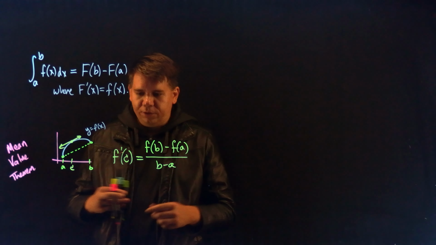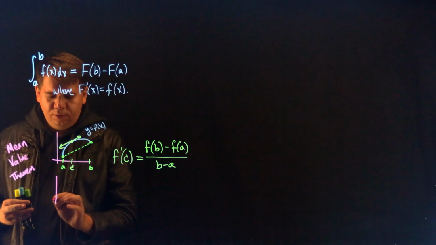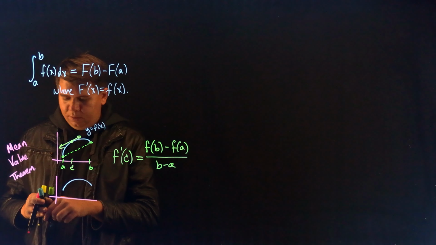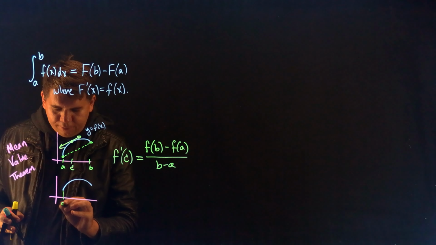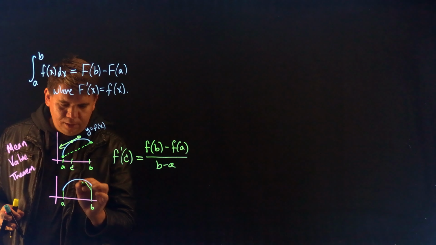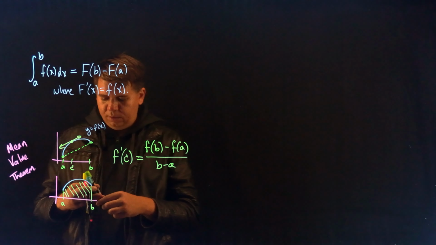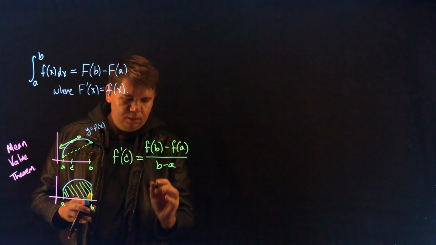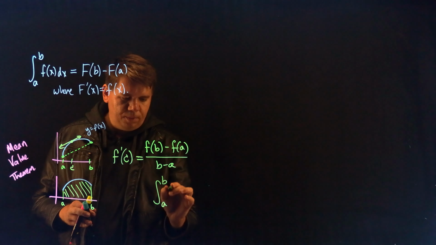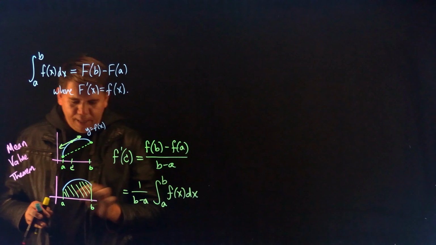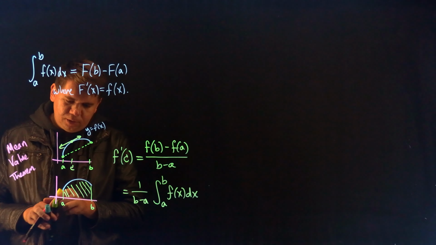Then we saw a second version that said if you have some area, so now I'm thinking about the area under this graph from a to b. Well, the area under that graph is given by the definite integral a to b of f of x dx. And then if I divide that area by the width, b minus a, we get the average height of this function.